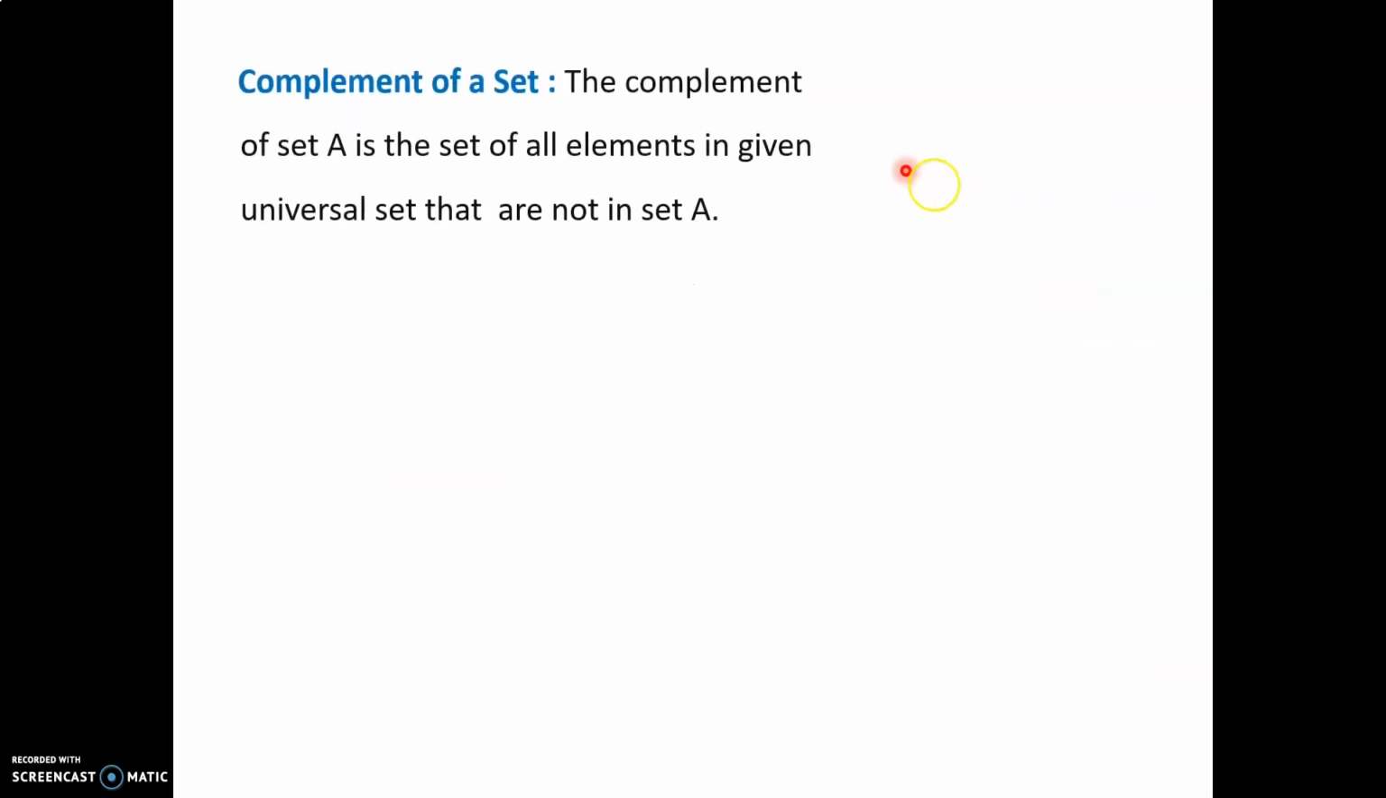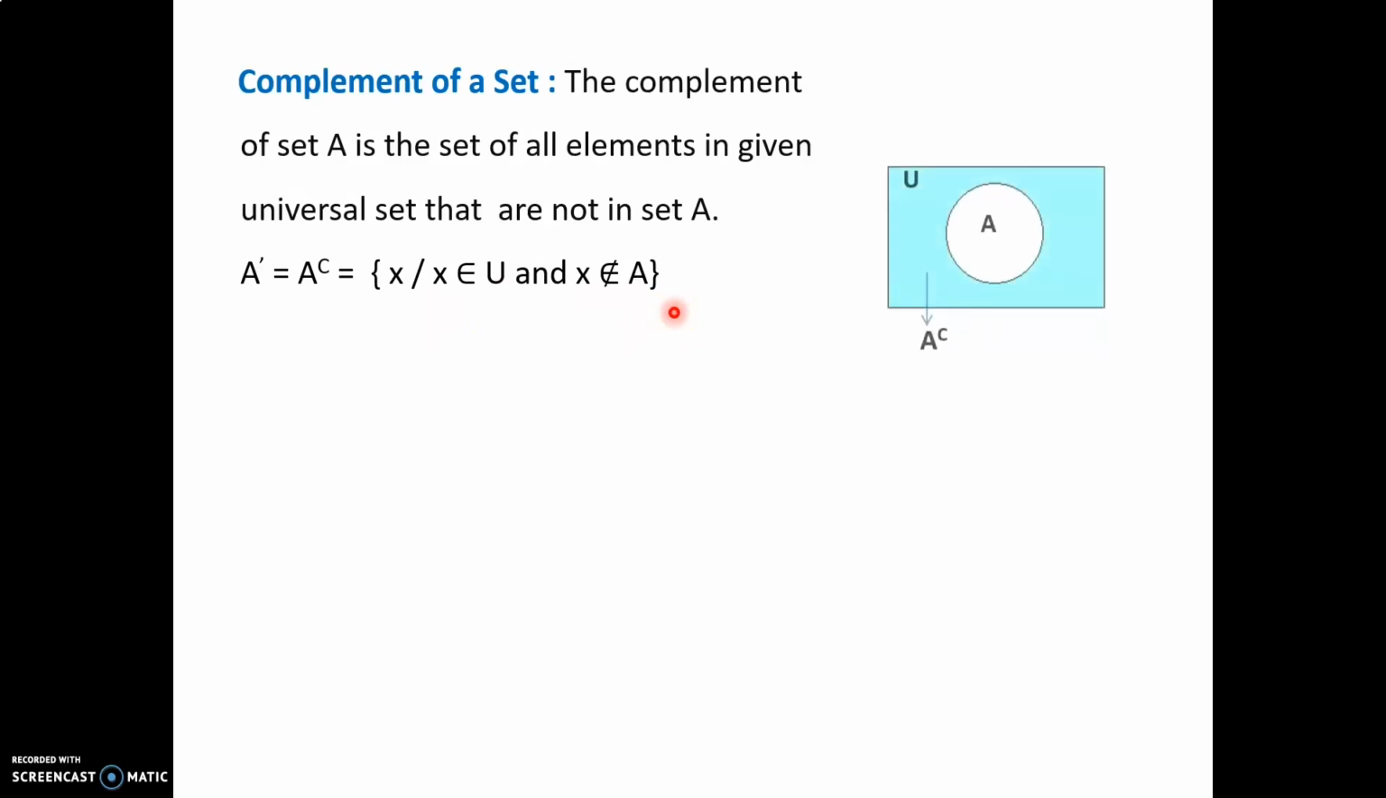Next is complement of a set. It is the set of all elements of the universal set which do not belong to set A. It is denoted by A dash or A raised to C. It is the set of elements X such that X belongs to U but X does not belong to A. If U is the universal set and A is a subset of U, then the shaded region is A complement. It is the set U minus A also.